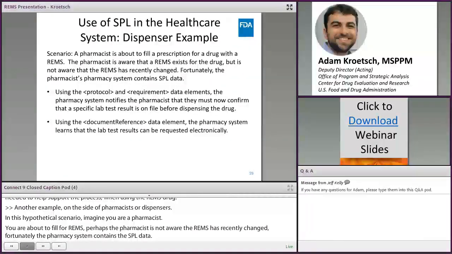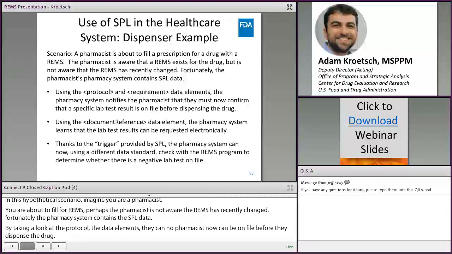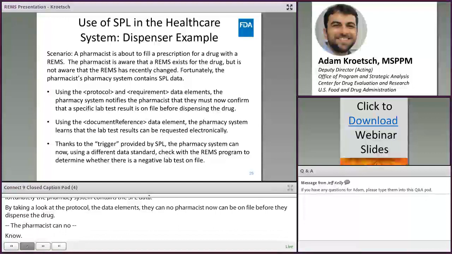Using the document reference data element, the pharmacy system can learn that the lab or test results can be requested electronically. Remember that one of the things that you can reference in SPL is electronic data standards. Thanks to that trigger that SPL provided, the pharmacy system can then, using that data standard, check with the REMS program to determine whether that negative lab test is on file.